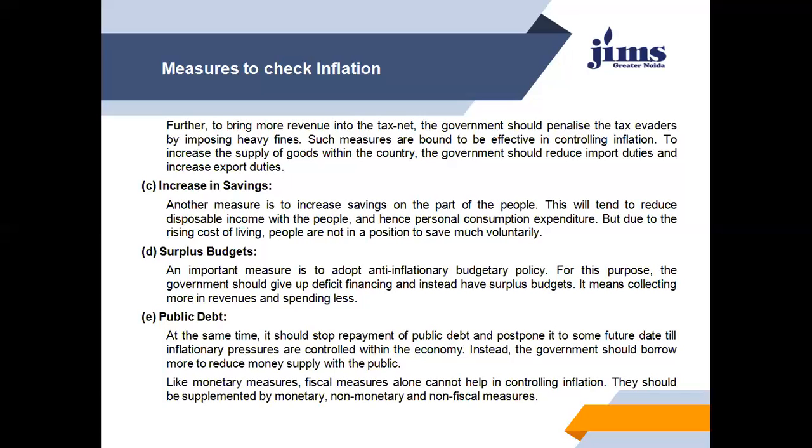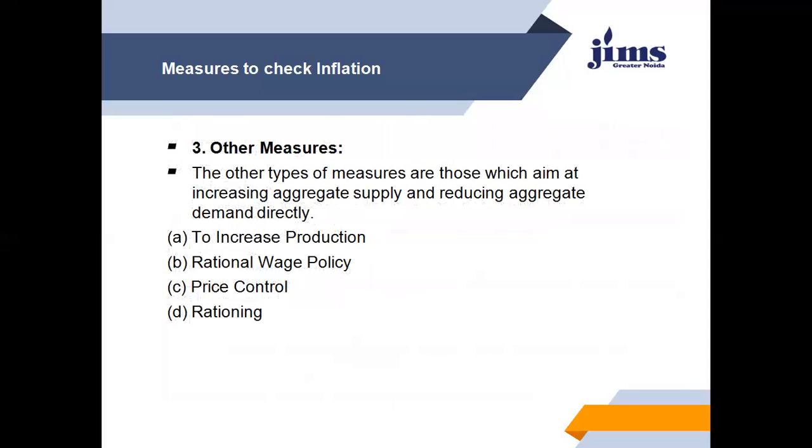And then last but not the least is public debt. At the same time, the government should stop repayment of public debt and postpone it to some further date. The basic idea is that reducing spending and increasing revenues will leave the government with more money which can be used to check inflation.